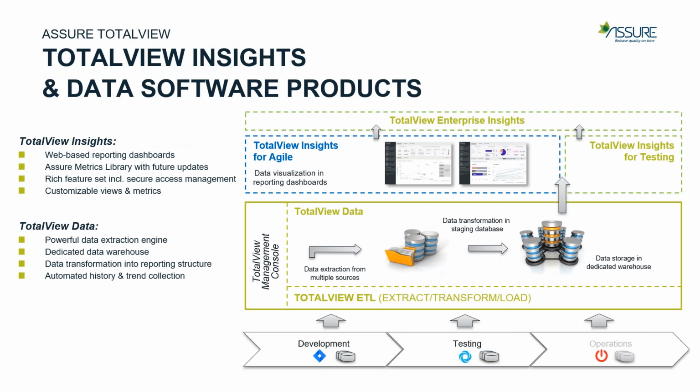A couple of words about TotalView Insights and Data software products. How are they lined up to create TotalView Insights in general? So on the lower layer here, we have TotalView Data, which is a powerful data extraction engine and has a dedicated warehouse. So what we do is we pull information from your data source systems. So currently we've released 2 out-of-the-box products, one for development, which is this Insights for Agile, into which we pull information from Atlassian Jira, the number one issue management system in the world right now.